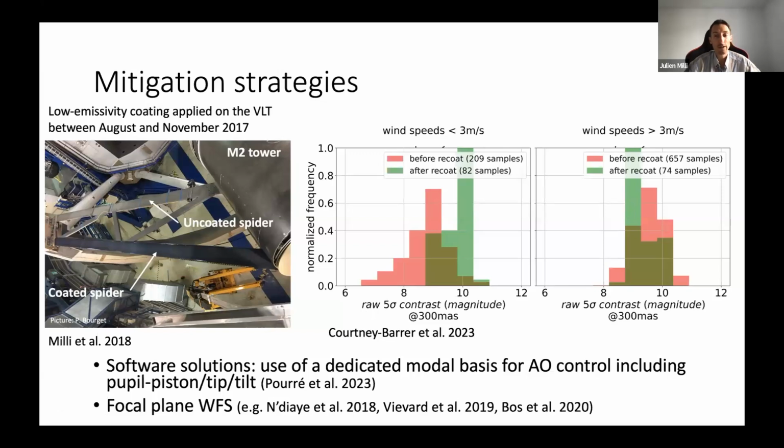You can use a different modal basis to control your adaptive optics system, including some piston, tip and tilt on each quadrant of the pupil. That's an interesting paper by Nicolas Pourret, published last year. And you can also do some kind of focal plane wavefront sensing to directly sense the low wind effect and correct for it. And there are here various references of papers dealing with that.